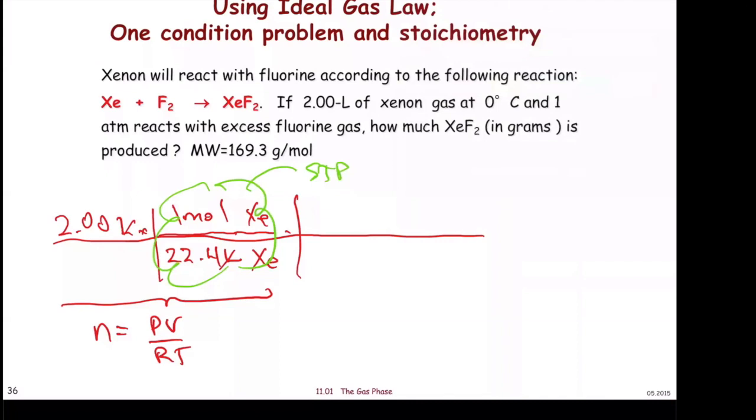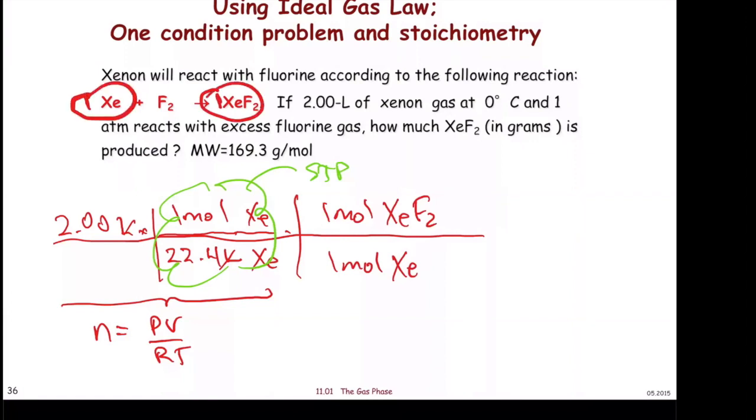Then we know that for every 1 mole of xenon, we have 1 mole of xenon fluoride. How do we know that? It's a 1-to-1 ratio right here. Okay, this is a balanced equation. Then we can use the molar mass of xenon fluoride and say that 169.3 grams of xenon difluoride is equal to 1 mole. See how simplistic that is, especially if you buy into dimensional analysis.